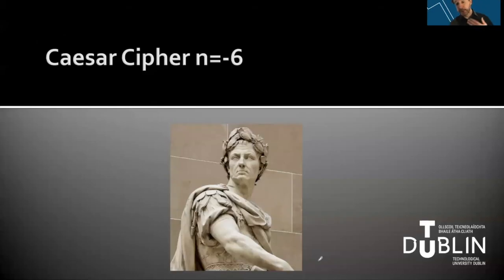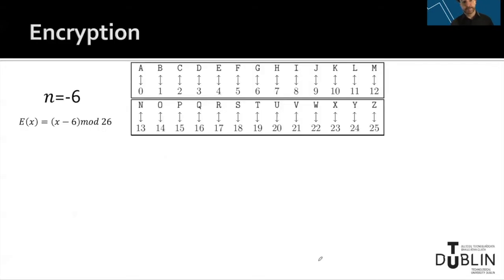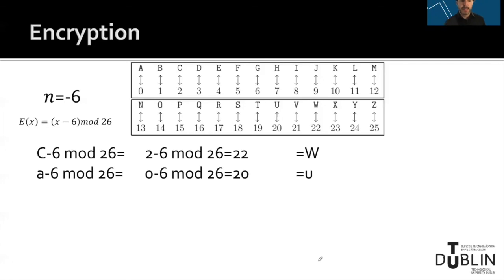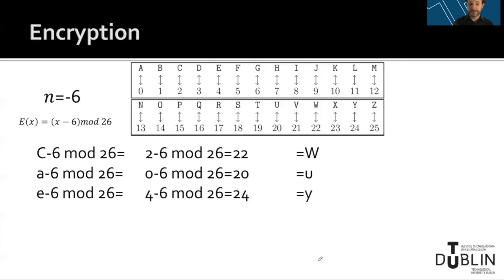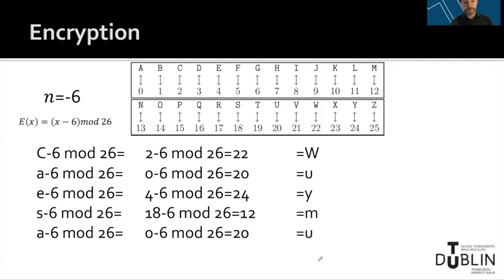And we can even include a minus n. So it just means that 2 minus 6 is minus 4. That's 22. That gets mapped to W. A, minus 6, which is 26 minus 6, which is 20, which is U. E, which is 4, minus 6 is 24, because that's 26 minus 2. S, which is 18, minus 6, 12, that's easy enough. A is U again, R is L.